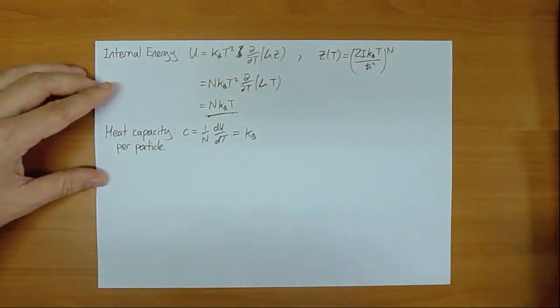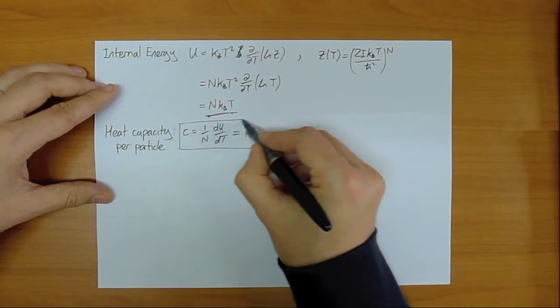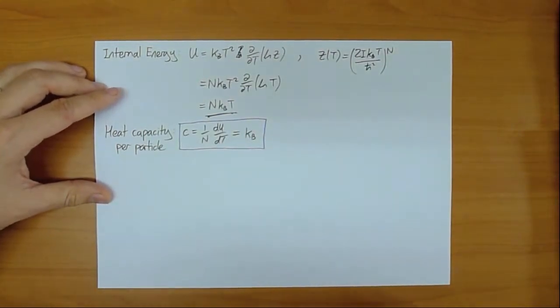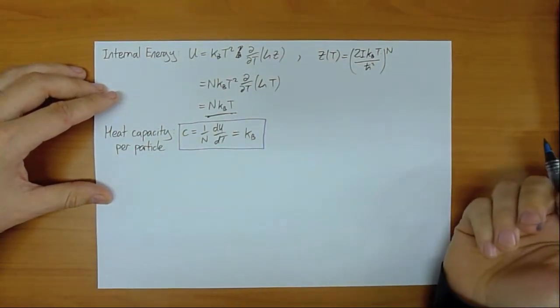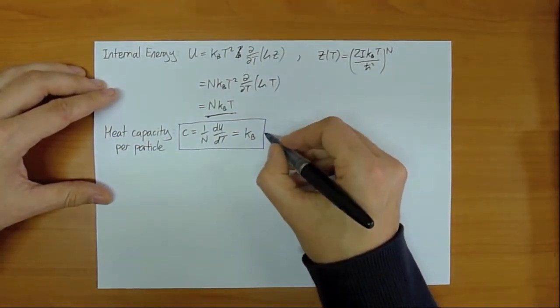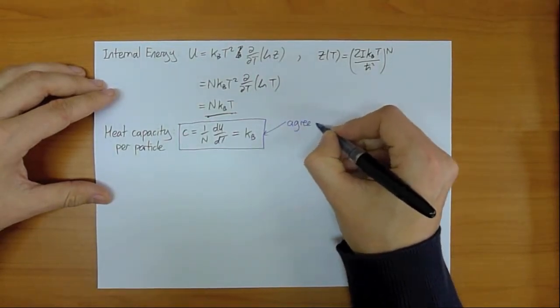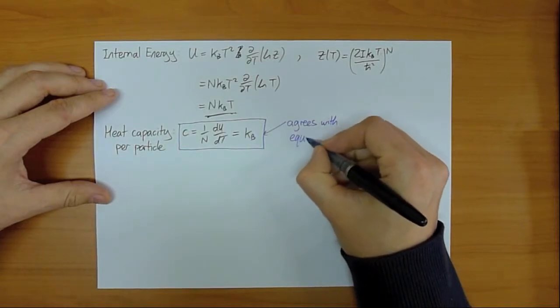So our final result is that in the high temperature approximation, the heat capacity of the rotational modes of the diatomic gas is just equal to the Boltzmann constant. Okay, now this may look familiar to you because this actually is just the result predicted by the equipartition theorem. So this result agrees with equipartition theorem.